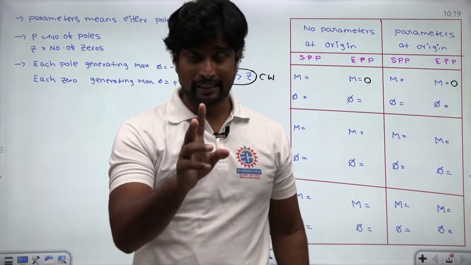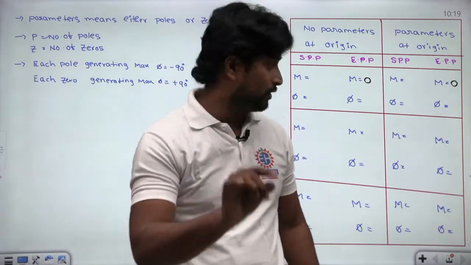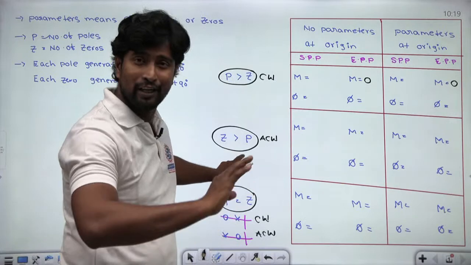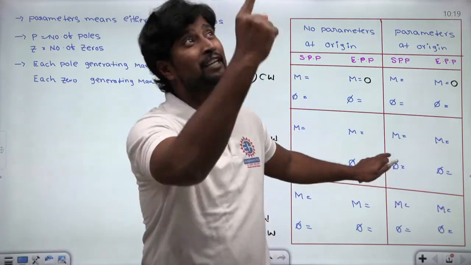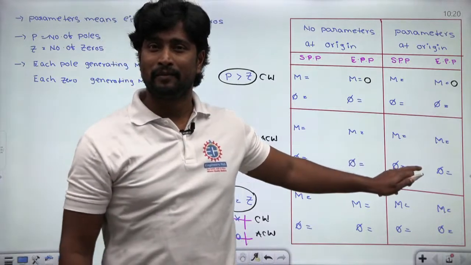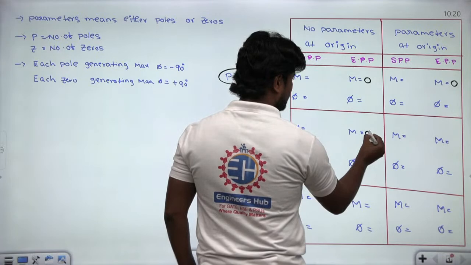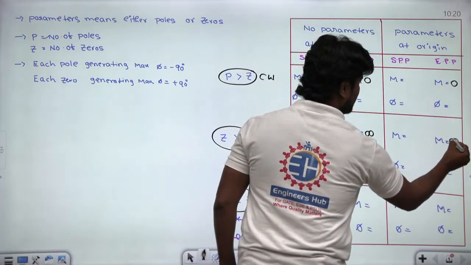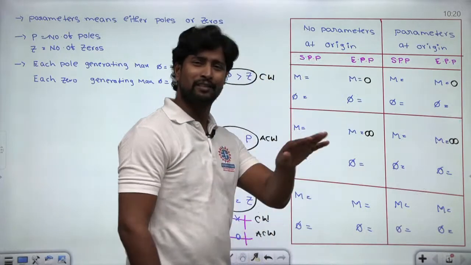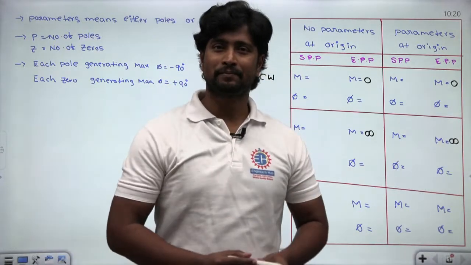Are you clear? Guys, carefully listen. That is the second case. If zeros are dominating, listen carefully, there is no doubt. The ending plot magnitude is always terminating at infinite. So, it's infinite. It's fixed. Are you clear? I hope you understood well.